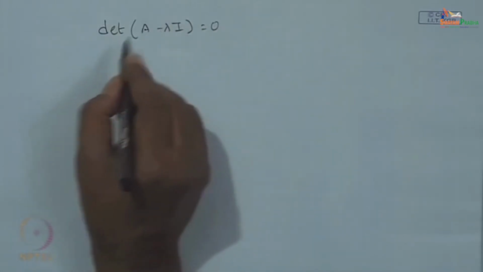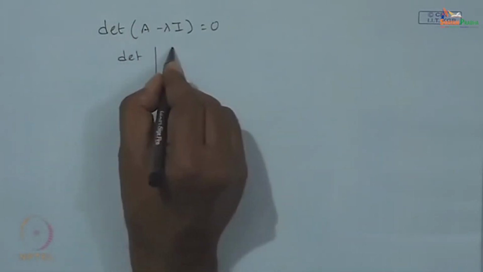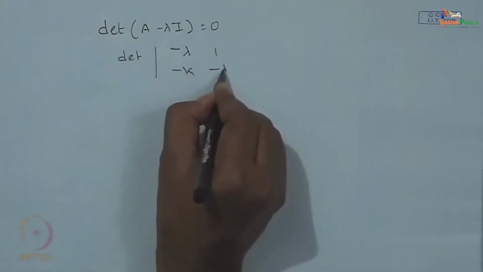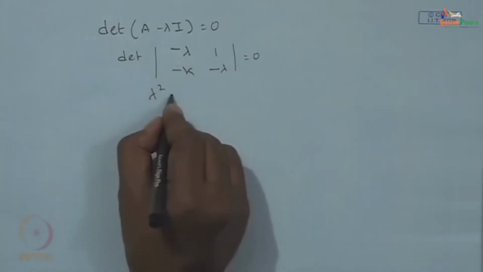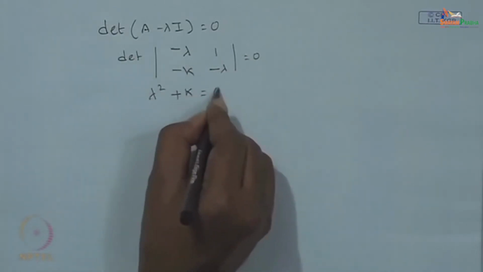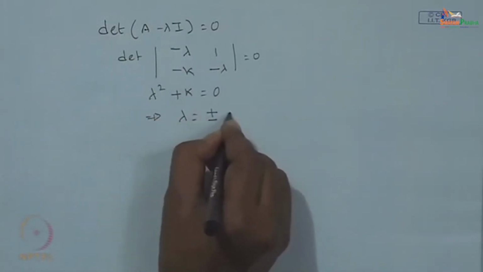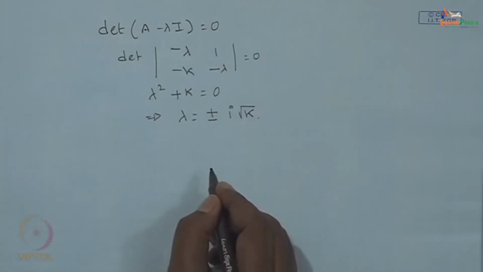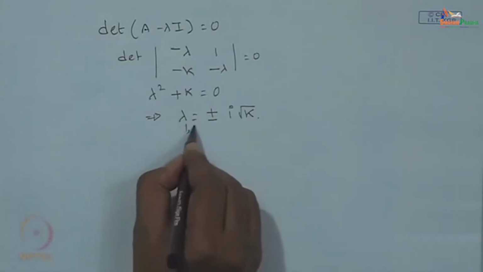To find the eigenvalues of this matrix, the determinant of A minus lambda I should be equal to 0. So, it will be minus lambda, 1, minus k, minus lambda, that should be equal to 0. So, lambda square plus k will be equal to 0. So, lambda becomes plus or minus i root over k. So, this will be lambda 1, 2.